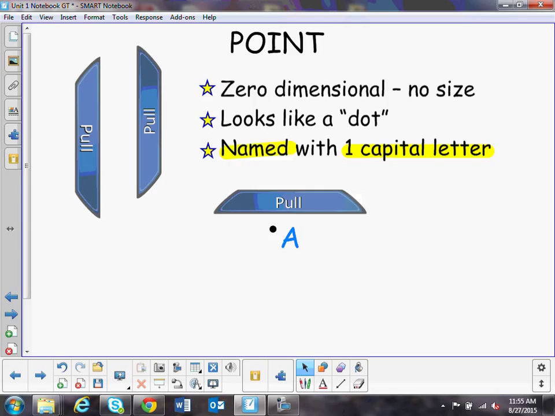The second most basic is line. Line is next. Anybody still copying this slide? Any questions about a point? Name it with just one capital letter. If I ever go too fast, just let me know.